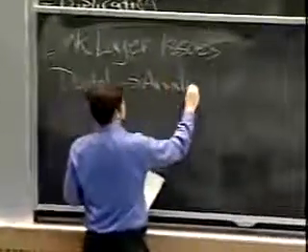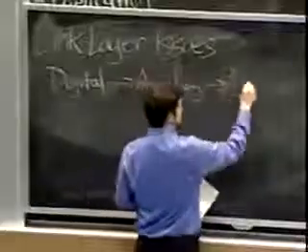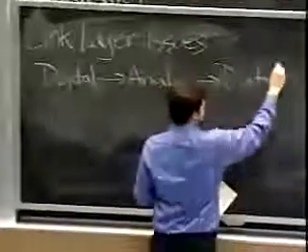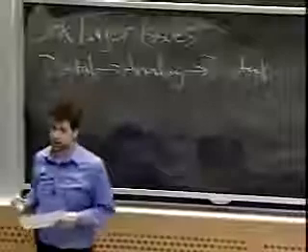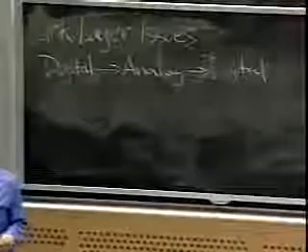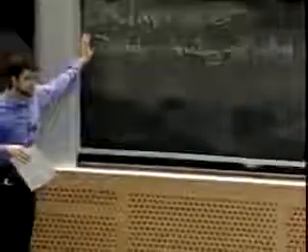There's going to be some digital to analog to digital conversion that happens as a part of using any one of these links. And this is going to be one of the main functions of the link layer: it's going to decide how this digital to analog to digital conversion is done.